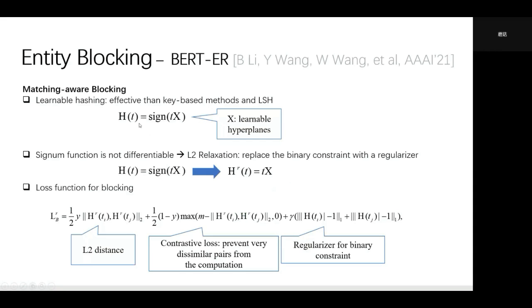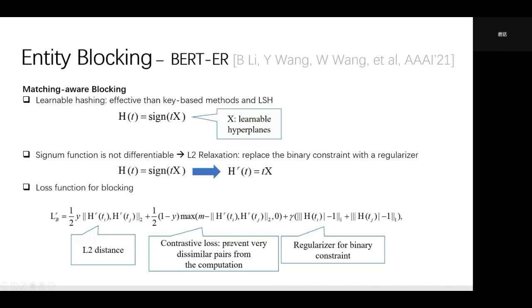To make sure each tuple is transferred to a binary code, the loss function has three terms. The first is the L2 distance: if a tuple pair is matched, their L2 distance should be very small. The second term is contrastive loss, which prevents very dissimilar pairs from being combined. The third term is regularization for binary constraints.